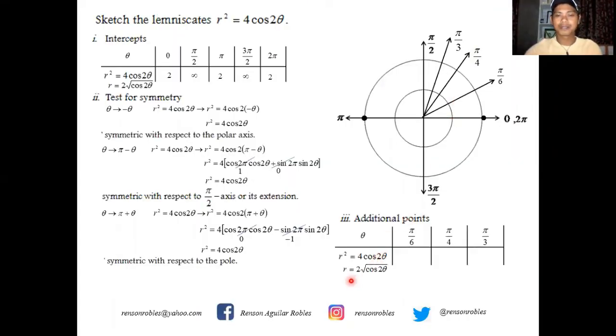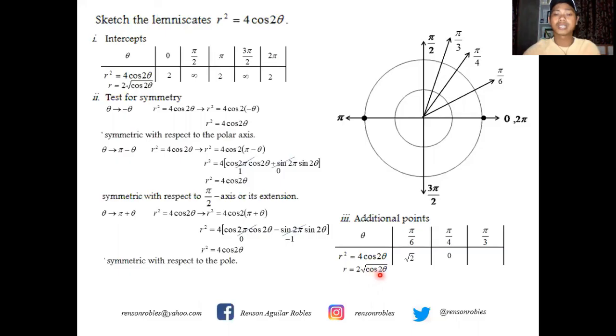So we look for the value of r whenever theta is pi over 6, pi over 4, and pi over 3. So we have r equals the square root of cosine 2 theta. If theta is pi over 6, 2 times pi over 6 is pi over 3, and cosine pi over 3 is 1 half. The square root of 1 half is the square root of 2 over 2, times 2. So the value of r is square root of 2. Next, 2 times pi over 4 is pi over 2. Cosine pi over 2 is 0. The square root of 0 is 0, times 2 is still 0.